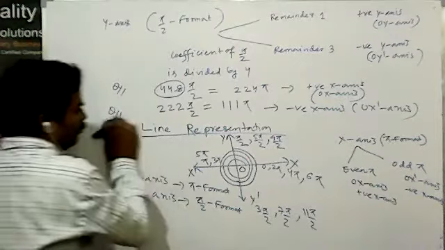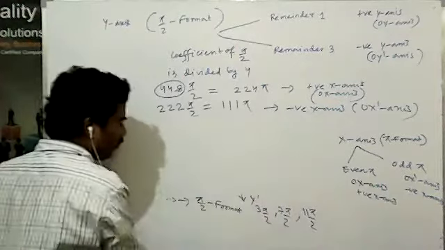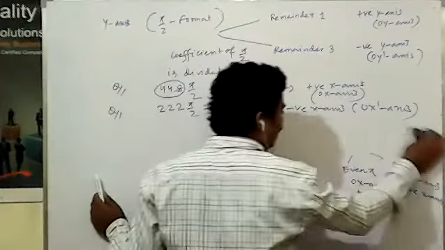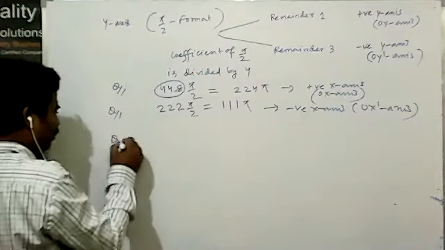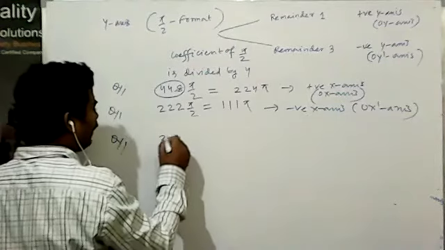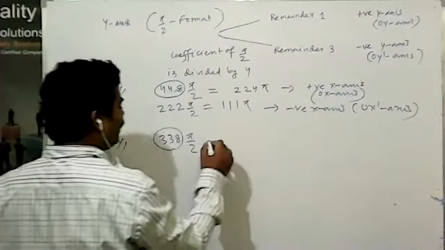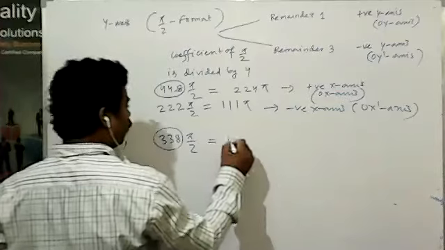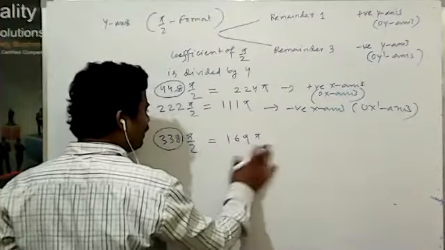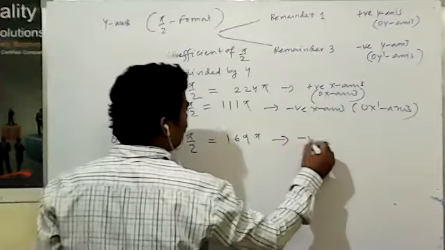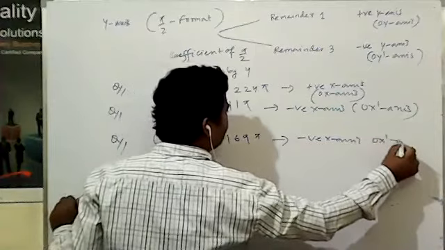And if you think about more questions, what angle is in what line, you can find out very easily. Suppose 338 pi by 2. This is even, so if you divide, it is 169 pi. That means this is odd pi. Odd pi means negative x-axis, the O x dash axis.